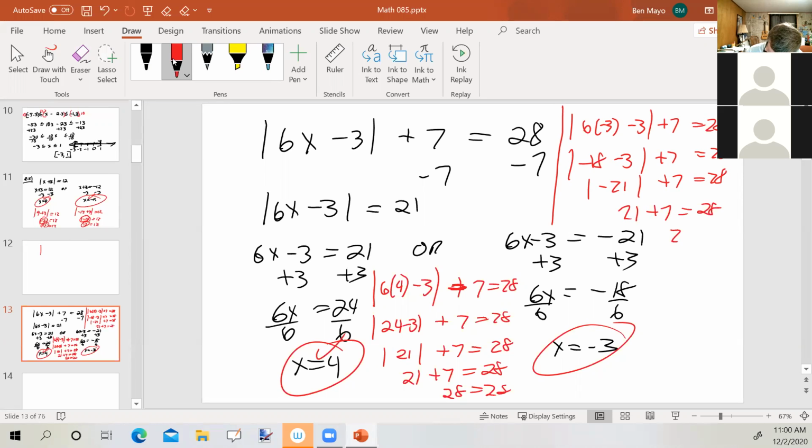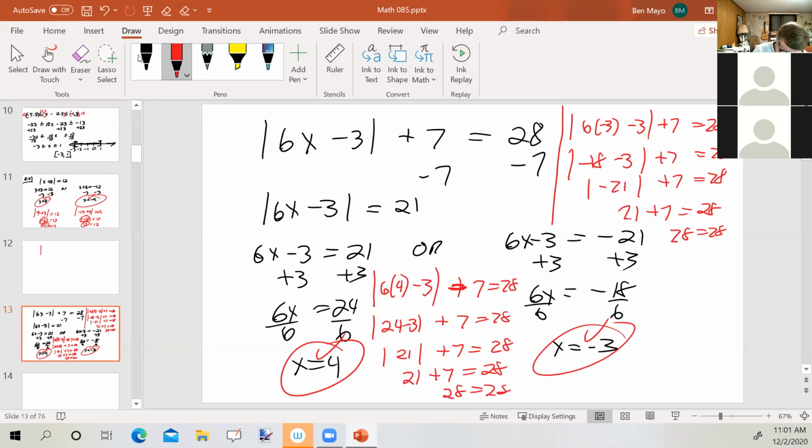21 plus 7 equals 28. 28 equals 28. So this one checks as well. I feel like I'm traveling at the speed of light here, but I'm trying to get through all these sections, and you can always go back to the YouTube channel and take it as slowly as you want.